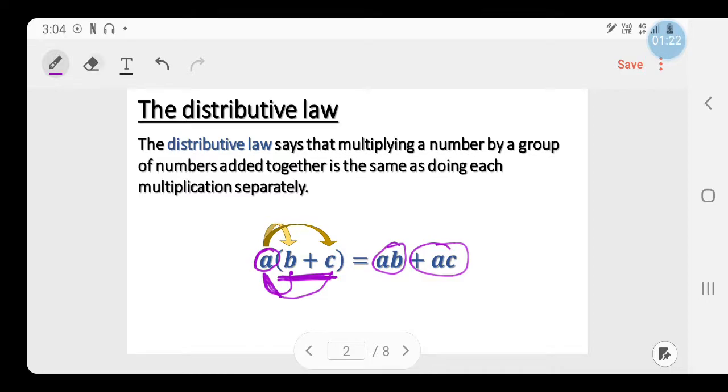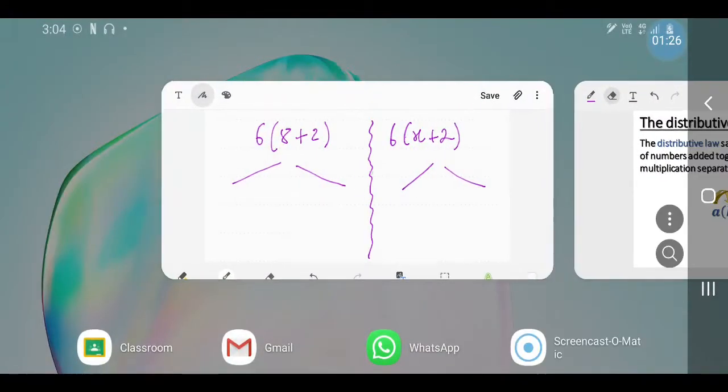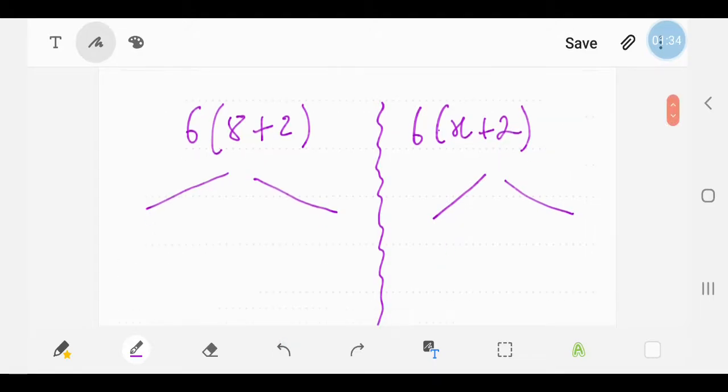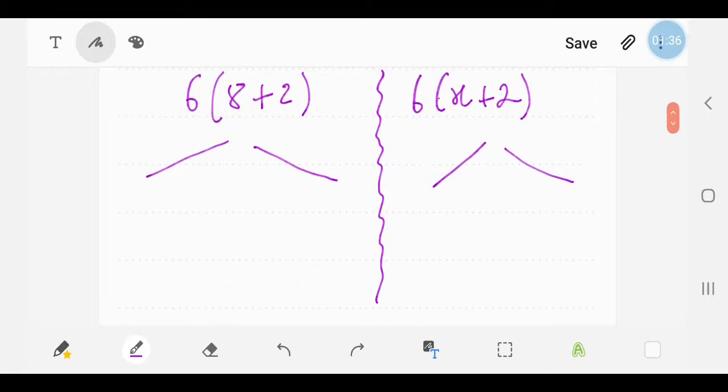Now that's not entirely obvious why that is the case, but I can make it obvious by showing you something really simple. Let's forget algebra for a second, and let's just look at standard numbers. Okay, on the left, 6 bracket 8 plus 2. If we were asked to evaluate that, what we would normally do is evaluate the brackets first. So 8 plus 2 is 10, and we would get 6 times 10, which is 60.